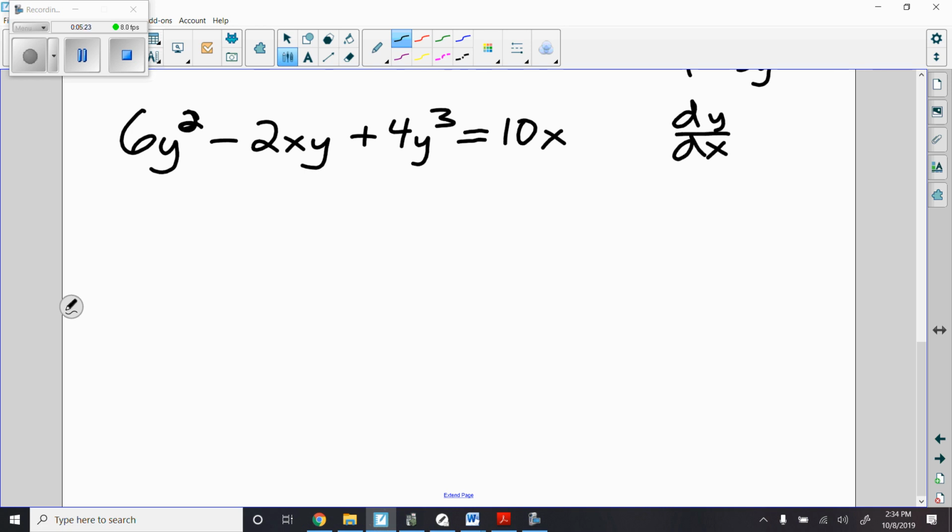A couple of things I have to be careful of here. I have multiple y's. I end up with 3 y's in this thing. Okay, so anytime I do a derivative of y, I need to multiply by dy dx. We're kind of used to that. We also have a product rule here.